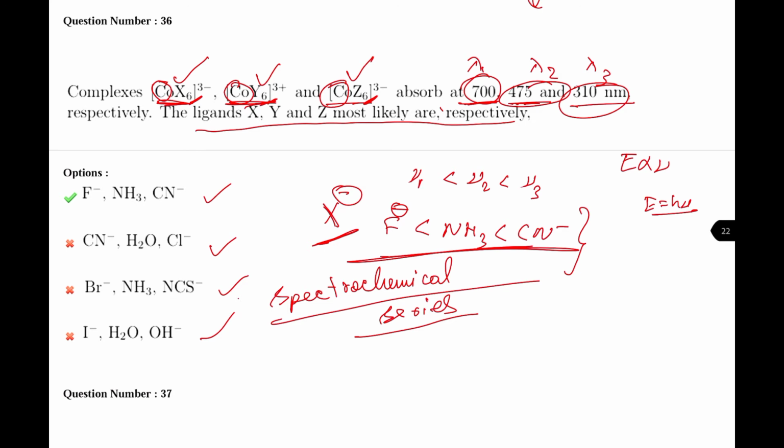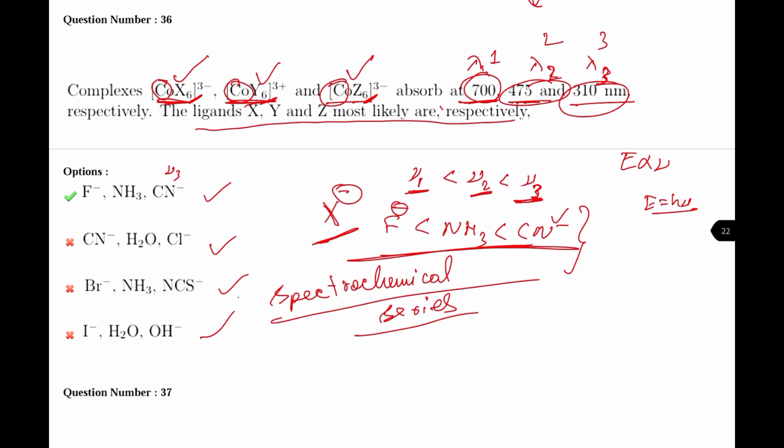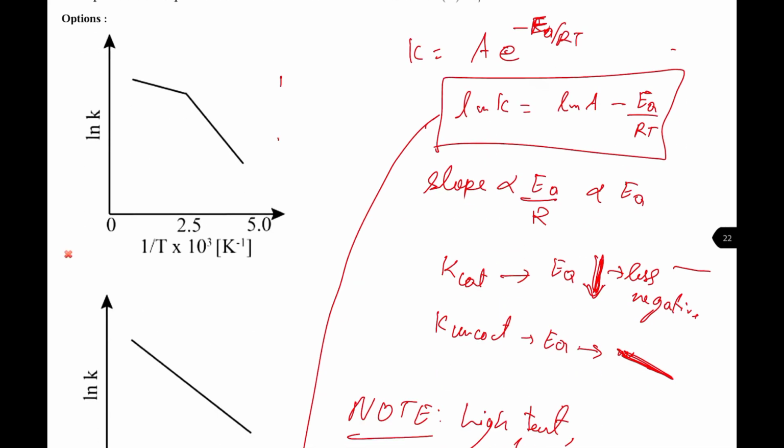Therefore if you take lambda 1, lambda 2, lambda 3, then nu 1 will be less than nu 2, which will be less than nu 3. So the better the ligand, the more stable the complex formed, and it will involve higher energy, that means higher frequency. So by common sense, cyanide is a better ligand, so it will have maximum frequency nu 3, then ammonia nu 2, and finally fluoride nu 1. So this option is definitely right.